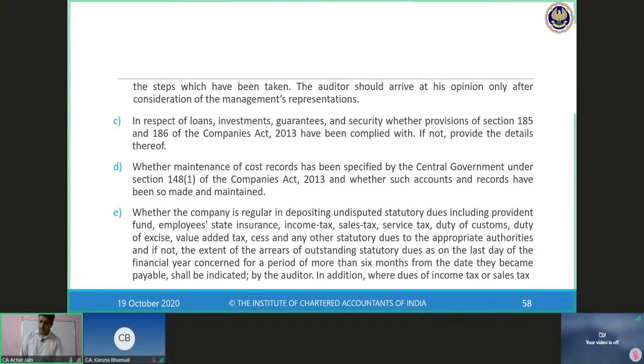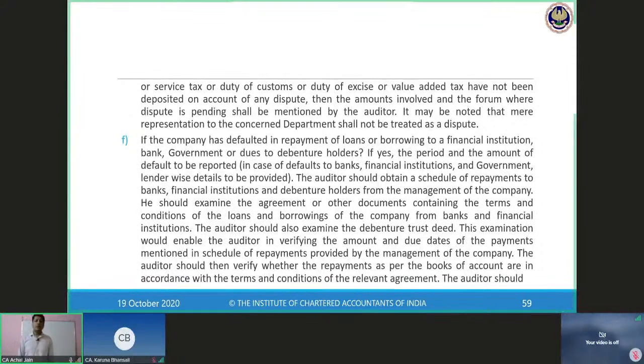Next, whether the company is regular in depositing undisputed statutory dues, including PF, ESI, income tax, GST, etc., to the appropriate authorities, and if not, the extent of the arrears of outstanding statutory dues as on the last day of the financial year concerned for a period of more than 6 months from the date they became payable. In addition, where such statutory dues have not been deposited on account of any dispute, then the amounts involved and the forum where they are pending are required to be disclosed.